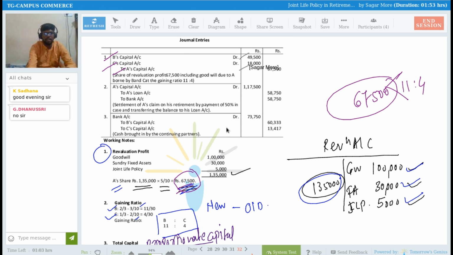You get the amounts 49,500 and 18,000 rupees, right? 67,500 multiplied by 11 divided by 15, and 67,500 multiplied by 4 divided by 15. So you get 49,500 and 18,000. That is the first adjustment that we did, right or not? Understood so far? Please tell me. Have you understood this or not?